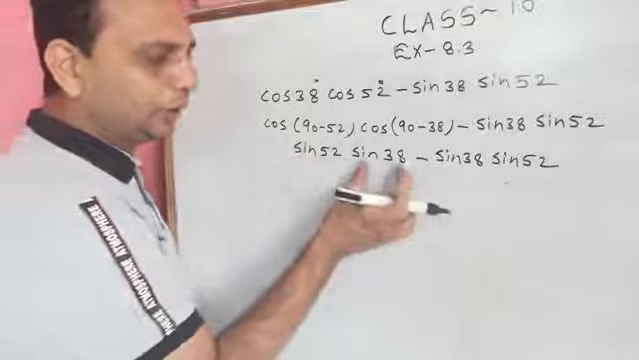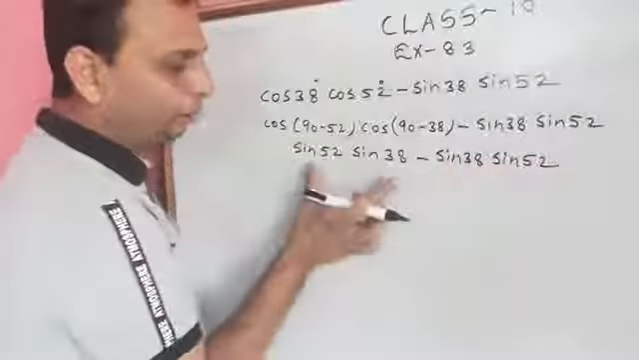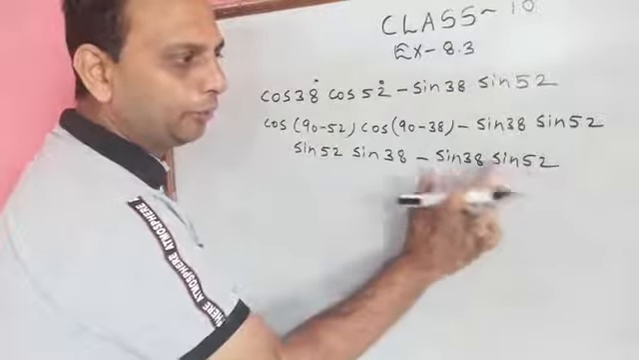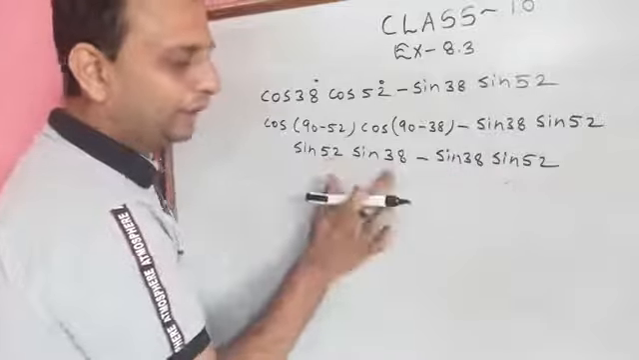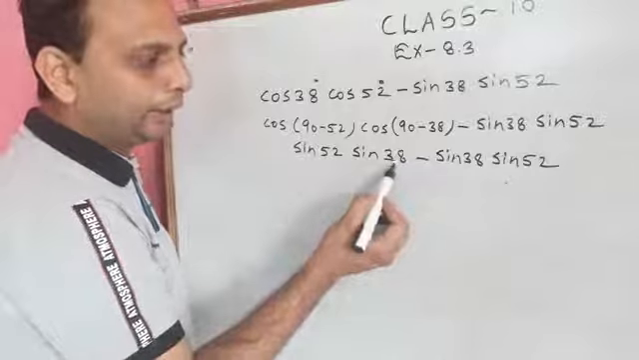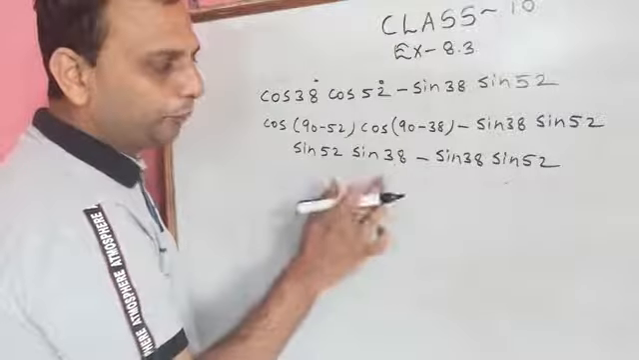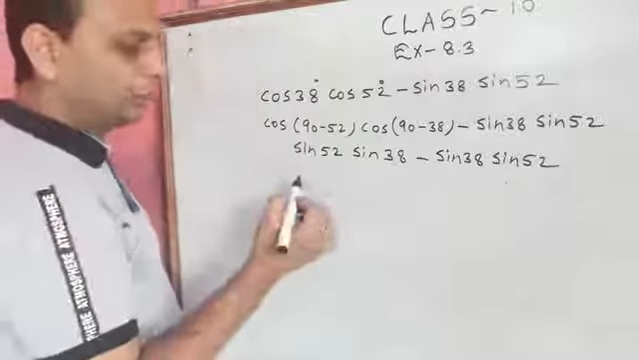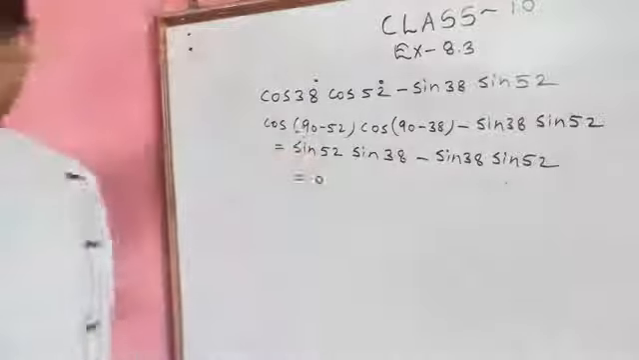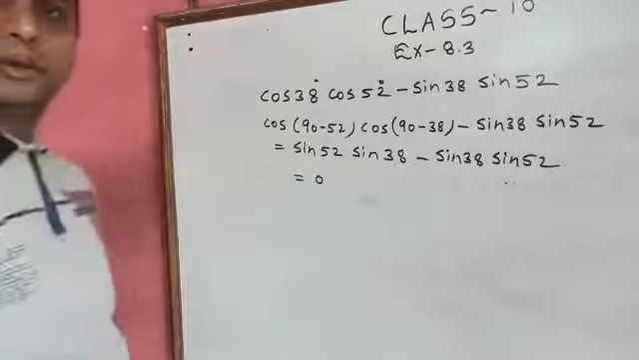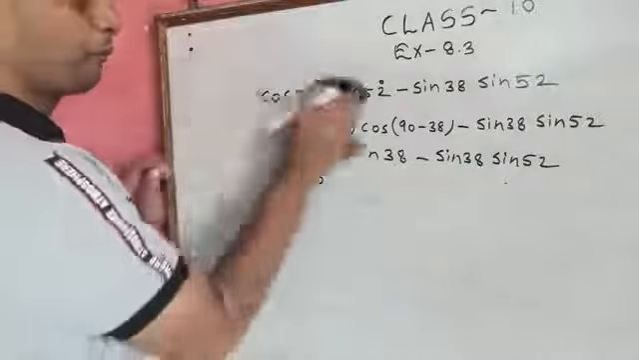Now sin 52 sin 38, whatever the value we get, if we multiply these both values, because these angles are the same, both will be equal to each other. This is equal to 0. 0 is the answer for question number 2. Now we see the question number 3.